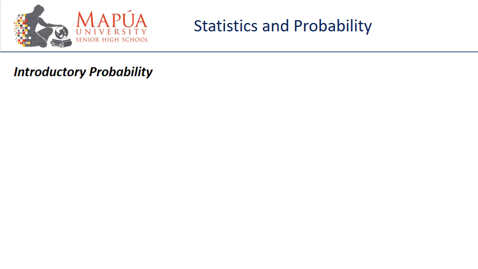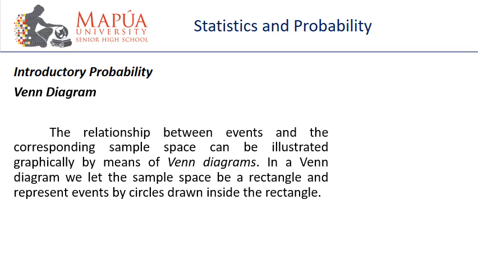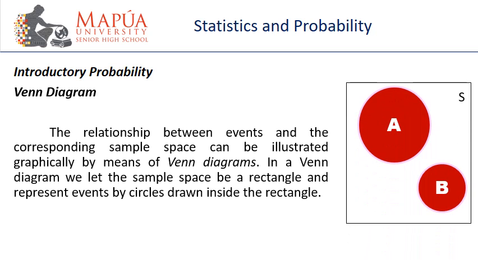Another important concept in probability is the Venn diagram. The relationship between events and the corresponding sample space can be illustrated graphically by means of Venn diagrams. In a Venn diagram, we let the sample space be a rectangle and represent events by circles drawn inside the rectangle, as shown in the figure on the right.